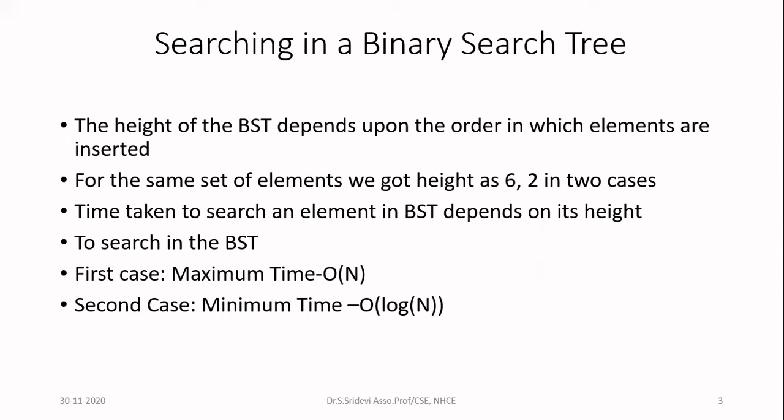So what is the meaning of balancing? Now let us see that. To achieve the balancing of the binary search tree, we have a new type of tree known as AVL tree. So it comes under the category of self-balancing binary search tree.